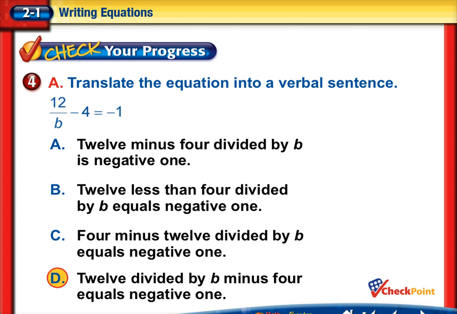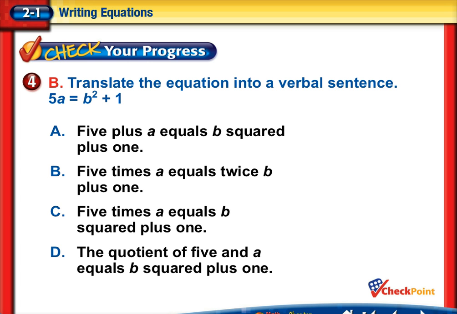Very good, perfect. 12 divided by B minus 4 equals -1. It's pretty simple, right? Okay, perfect. Can someone translate that? Just go ahead and think it through. You have 5 seconds to think about it. Ready? C. A. C.